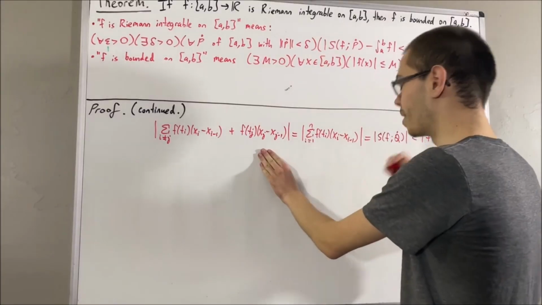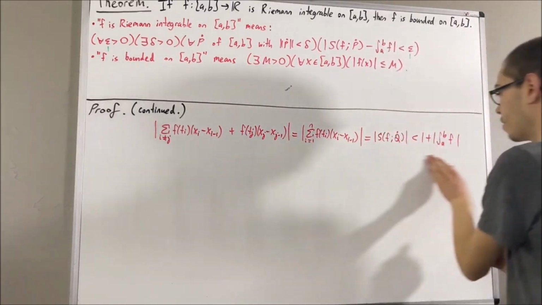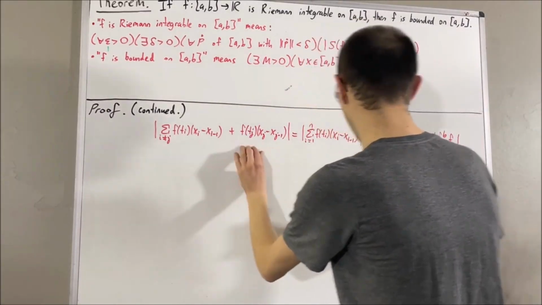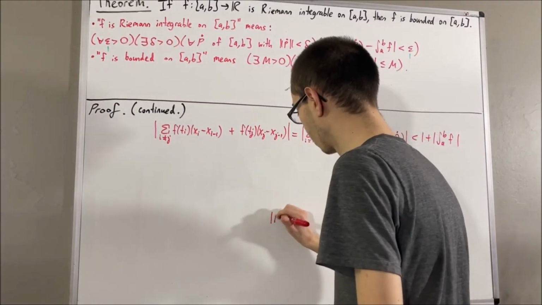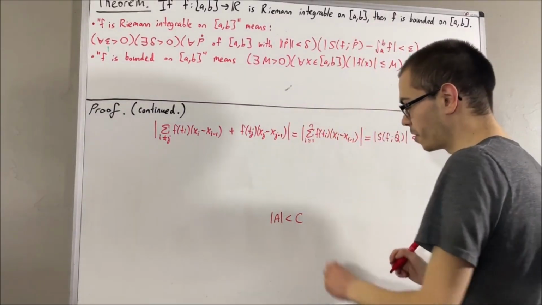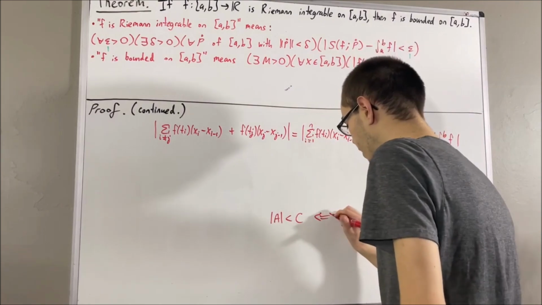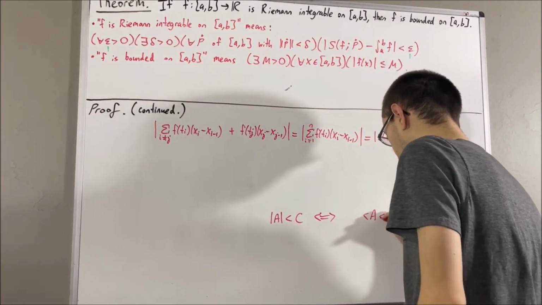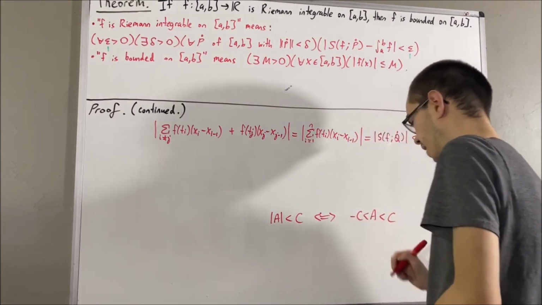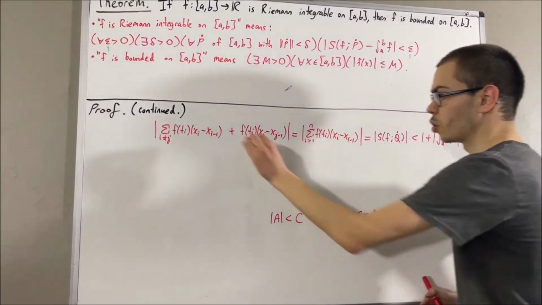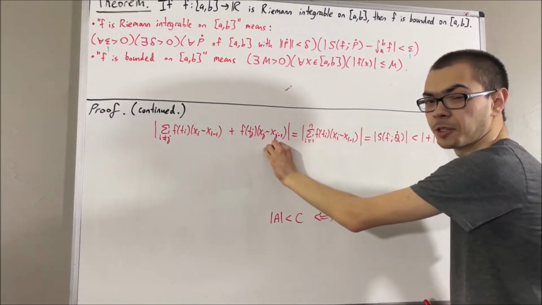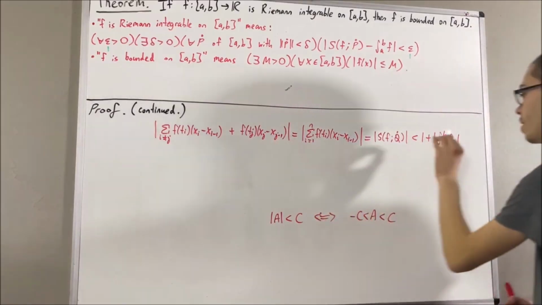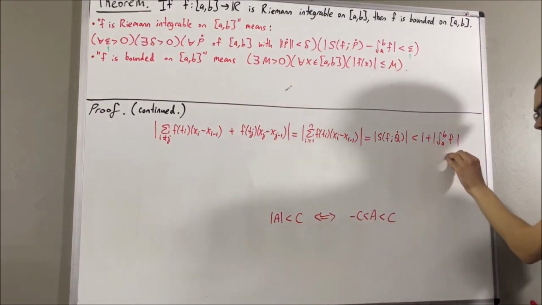But now, we see that this is in the form absolute value of a is less than c. But by properties of absolute values, this is equivalent to saying that a lies between negative c and positive c. So that means the quantity inside this absolute value lies between the negative of this quantity and the positive of this quantity.